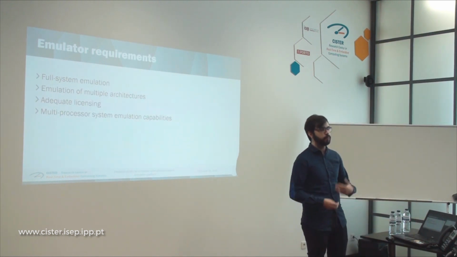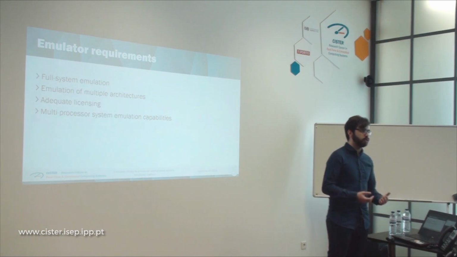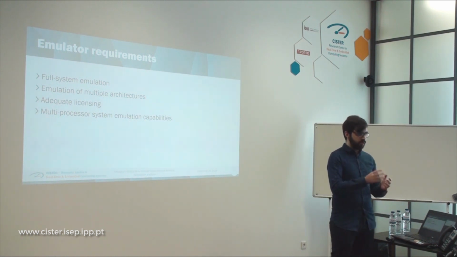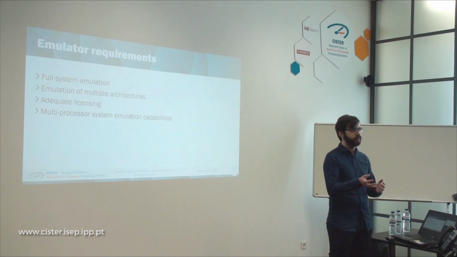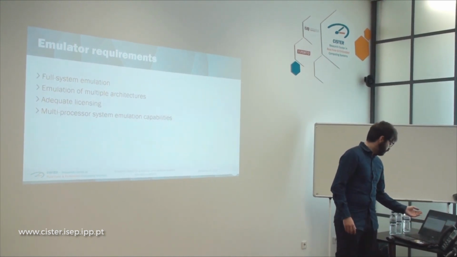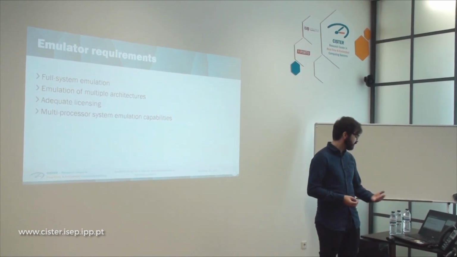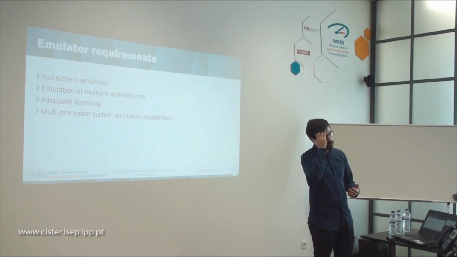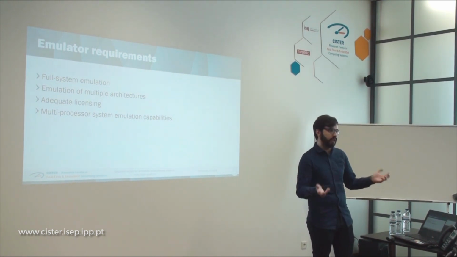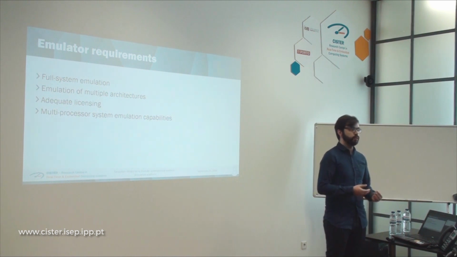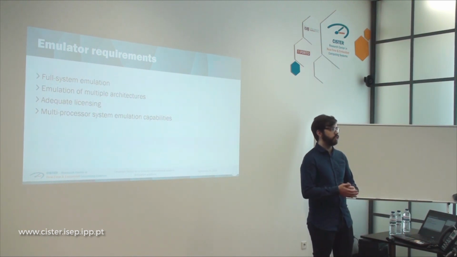So we defined some emulator requirements. We need a full system emulator, an emulator that is capable of emulating other architectures independent of where it runs. Meaning, if we are running on a 64-bit machine, we would be able to emulate an ARM machine. The virtual hardware is independent of the real hardware. So it has to emulate multiple architectures. It has to have adequate licensing, meaning that if we alter the emulator's source code, we need to be able to distribute it on our own terms, in the project terms. It also has to be able to emulate multiprocessor systems. We are working with embedded systems, and many of those are multiprocessor.